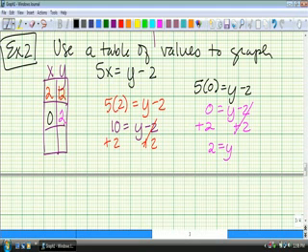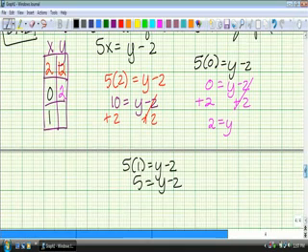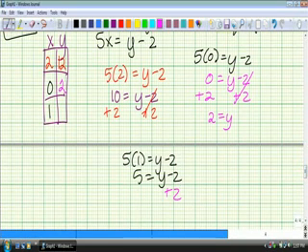What's another x value you want to use? 1's pretty easy. So I plug in 1 for my x. What's 5 times 1? 5. Now how do I solve for y? Plus 2. So y is 7.